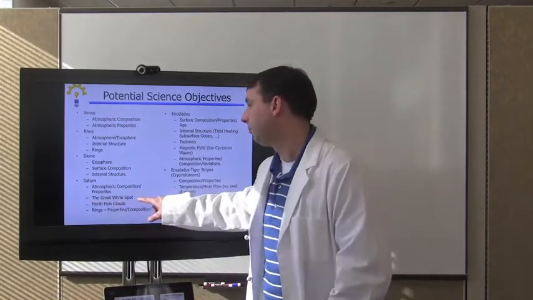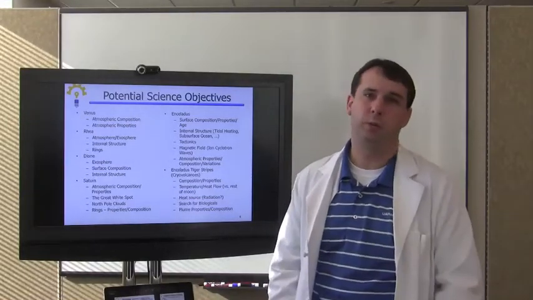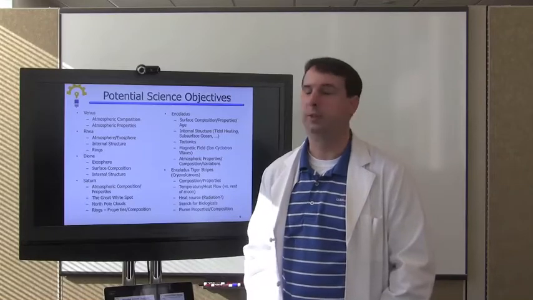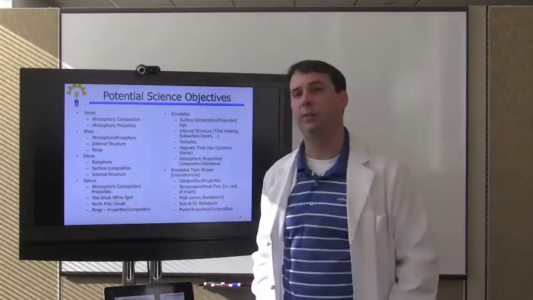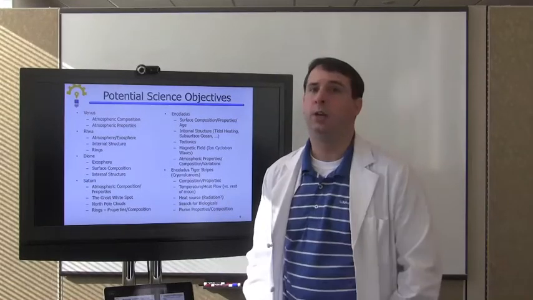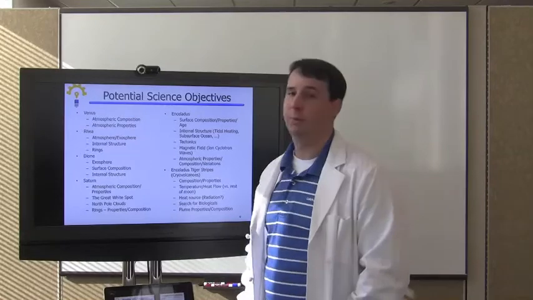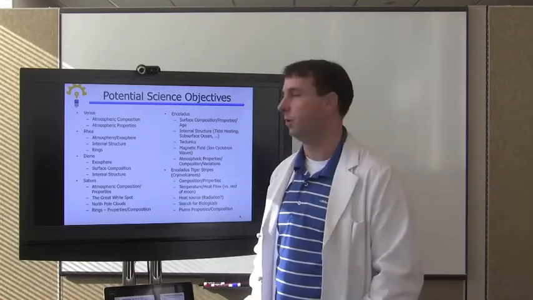So, great white spot. Supposed to occur between 2020 and 2030. We're supposed to be at the Saturn system around 2025. Sort of puts us right in the middle there. We should be able to see it. And it would be a really interesting thing to look at, especially because it happens so infrequently.